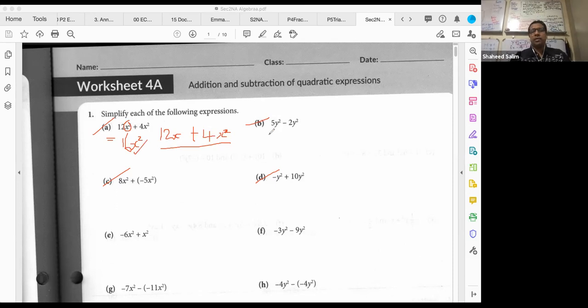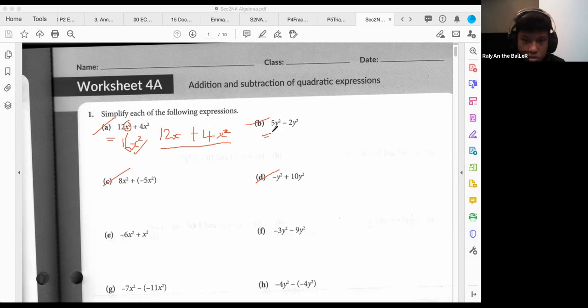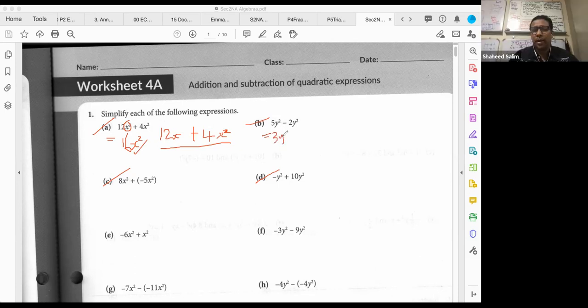Ryan, what about B? What's the answer for B? Just say out the answer. 3y squared. Okay, 3y squared. All right. Shafi, what's the answer for this one?